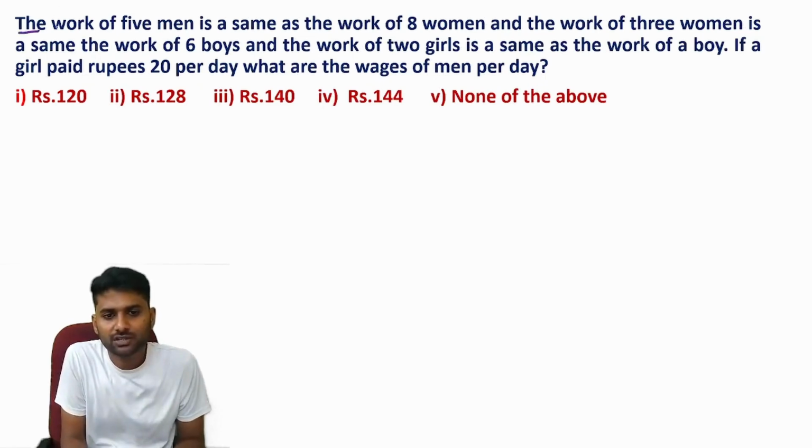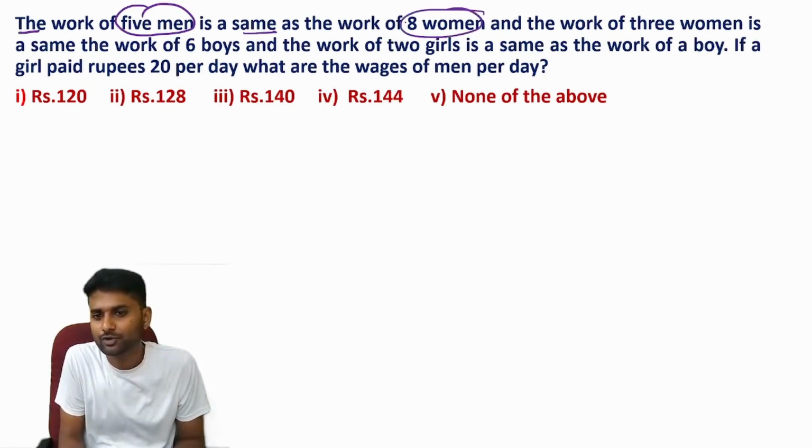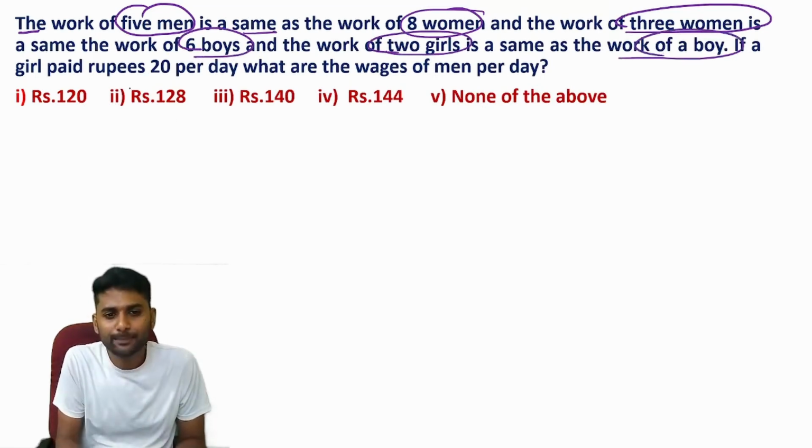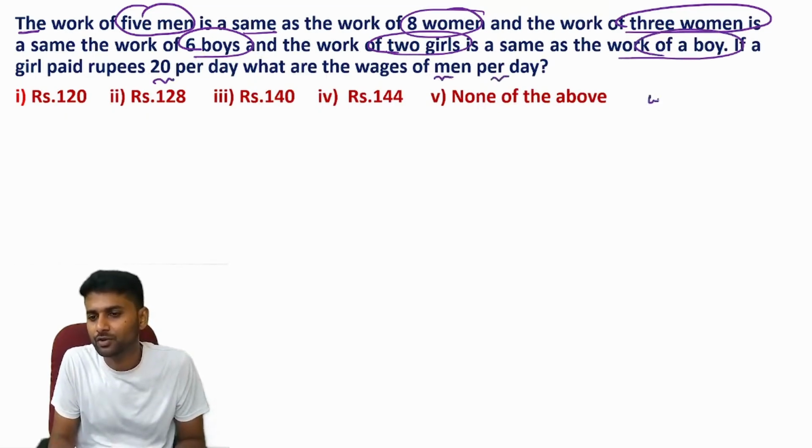Now let's see this question. The work of 5 men is the same as the work of 8 women. The work of 3 women is the same as the work of 6 boys. The work of 2 girls is the same as the work of 1 boy. If a girl is paid rupees 20 per day, what is the wage of a man per day? You already know that wages are directly proportional to efficiency.